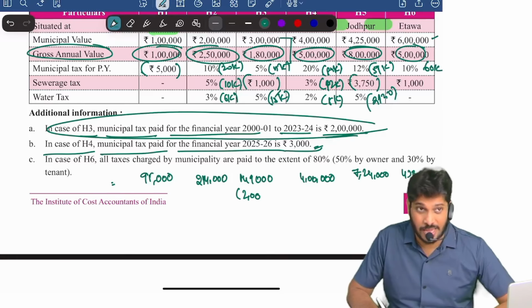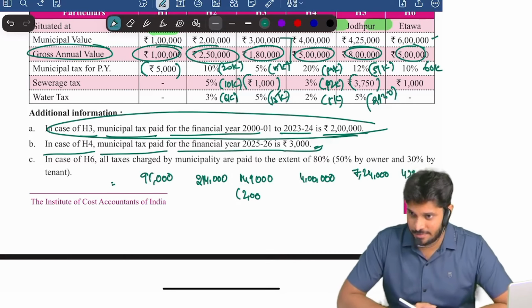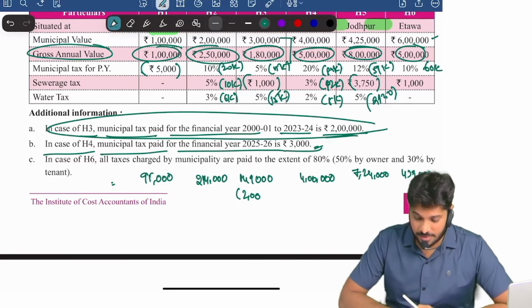No. NAV can be negative. NAV, net annual value, can be negative. Okay, that point we need to observe once. That point we will observe it once.